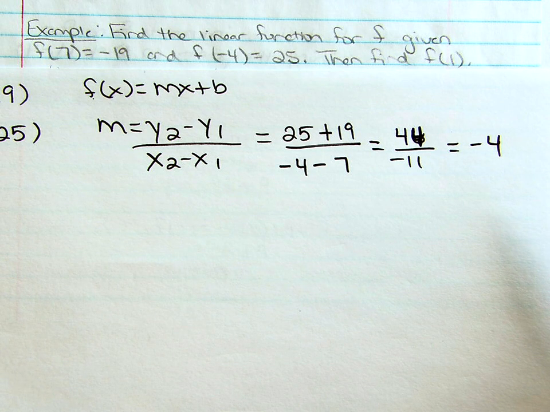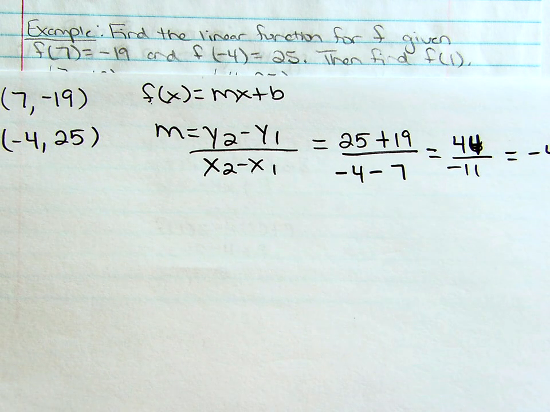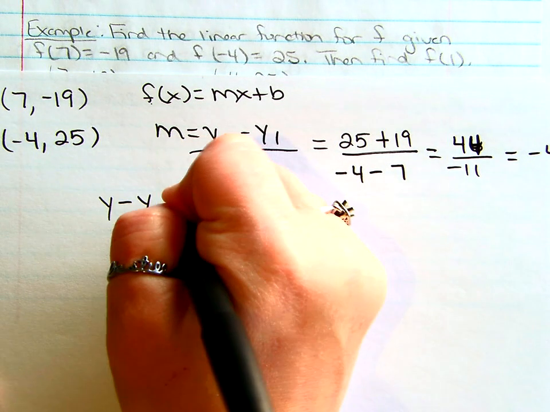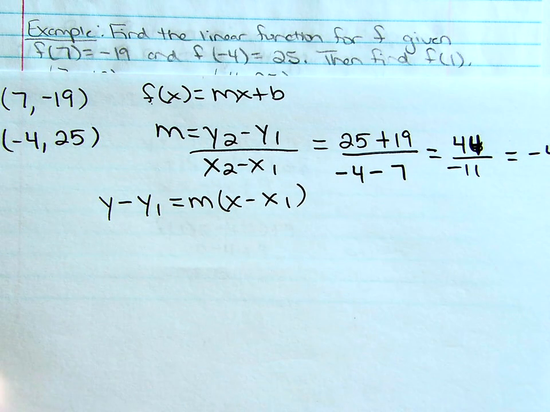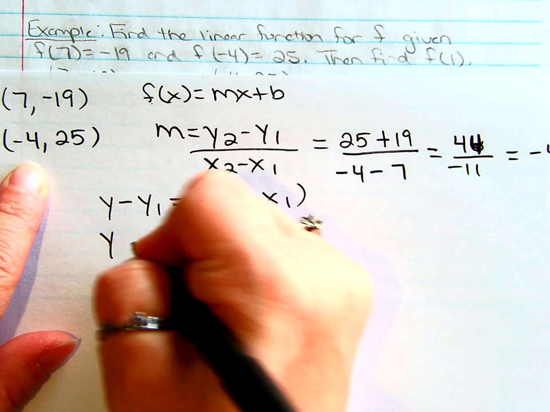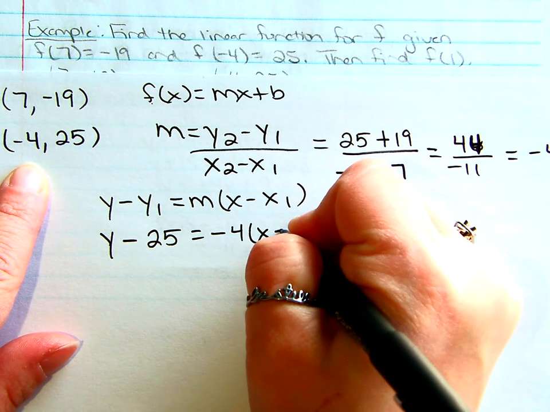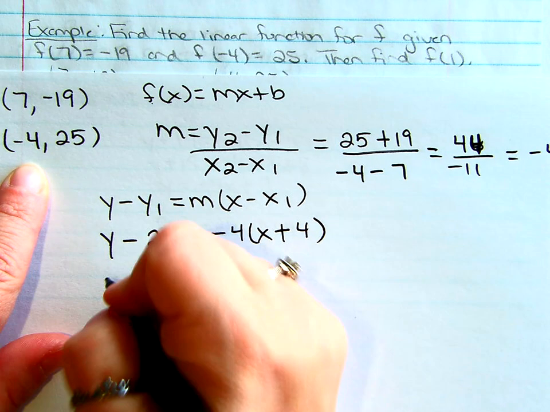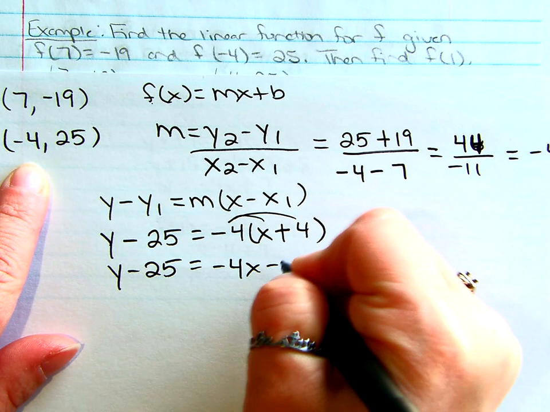All right, so we find the slope, and we have these 2 points. So we can use either one of those points and put it in our point-slope form and simplify it down. I'm going to use the bottom point. I don't know if that's what I did in my notes, but that's what I'm going to do this time. y minus y1 equals m times x minus x1. Distribute that negative 4 and add the 25 over.